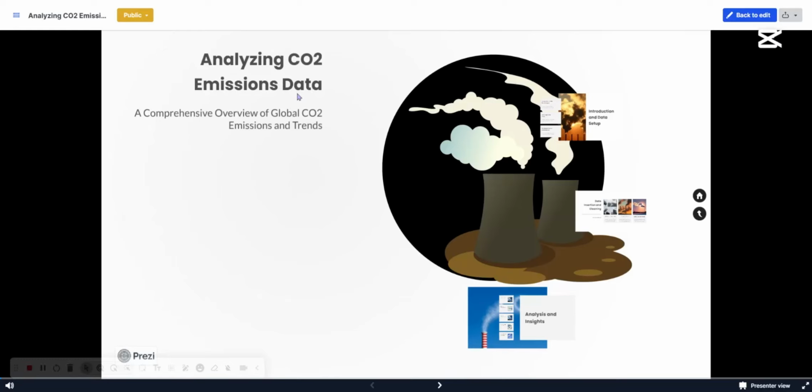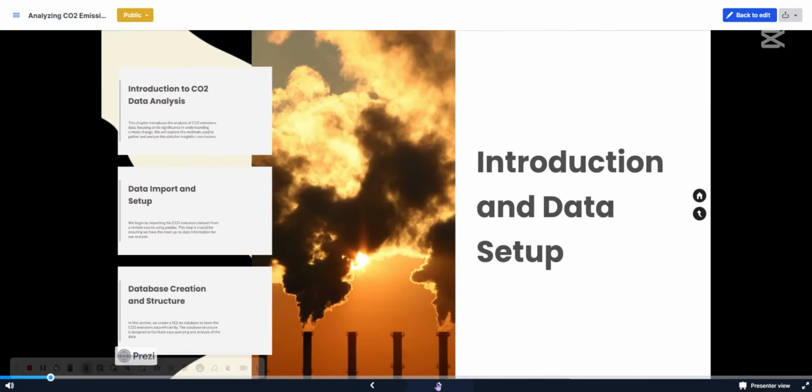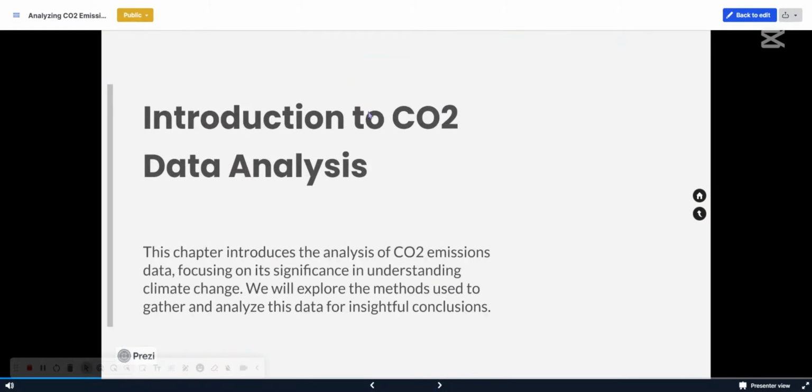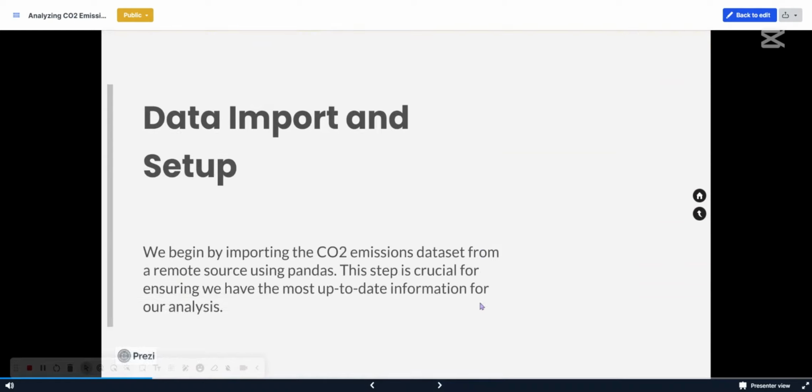Analyzing CO2 emissions data, a comprehensive overview of global CO2 emissions and trends. Introduction and data setup. Introduction to CO2 data analysis. This chapter introduces the analysis of CO2 emissions data, focusing on its significance in understanding climate change. We will explore the methods used to gather and analyze this data for insightful conclusions.